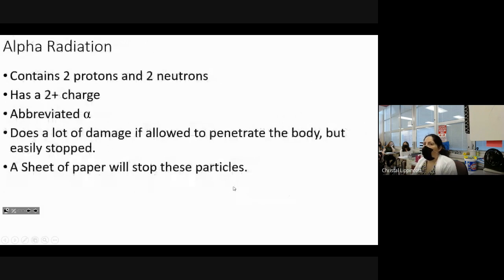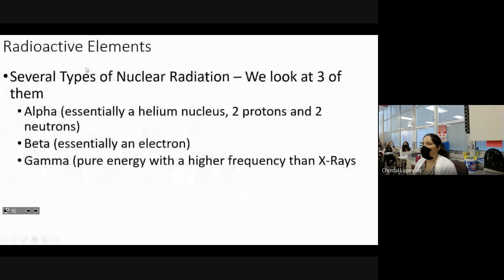All right, so radioactive elements, there are several types of nuclear radiation. We're only going to look at 3 of them. One of them is called an alpha, which is essentially a helium nucleus. It's 2 protons and 2 neutrons. We look at beta, which is essentially an electron. And then the last one is gamma, which is just pure energy.